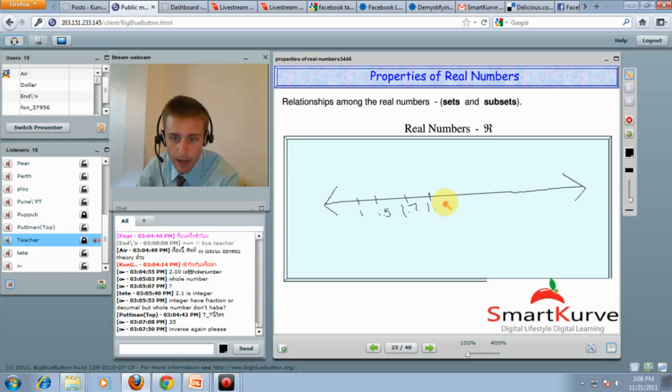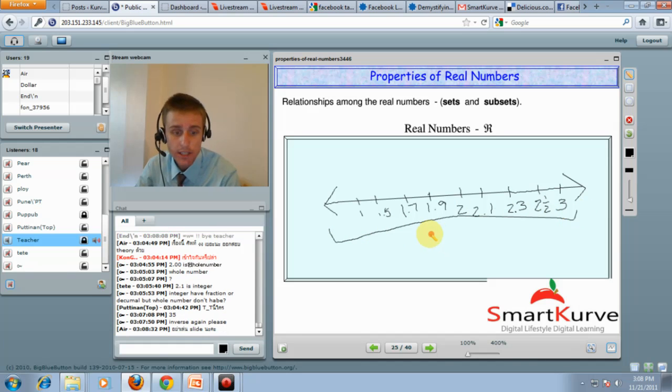So here is a number line. Everything listed, all of these are integers. Everything on the number line is an integer. However, only the numbers without a decimal point are whole numbers. So 1, 2, and 3 are whole numbers.